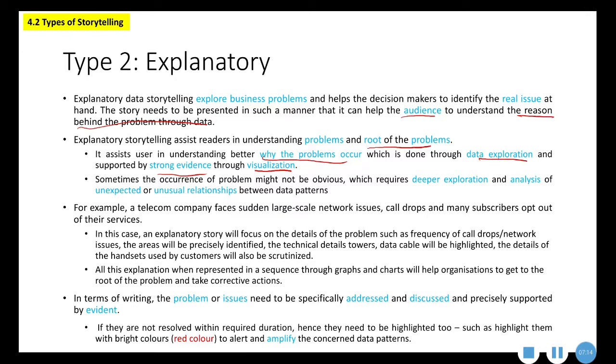For example, in a scenario faced by a telecom company which faces sudden large-scale network issues, call drops and many subscribers opt out of their service.